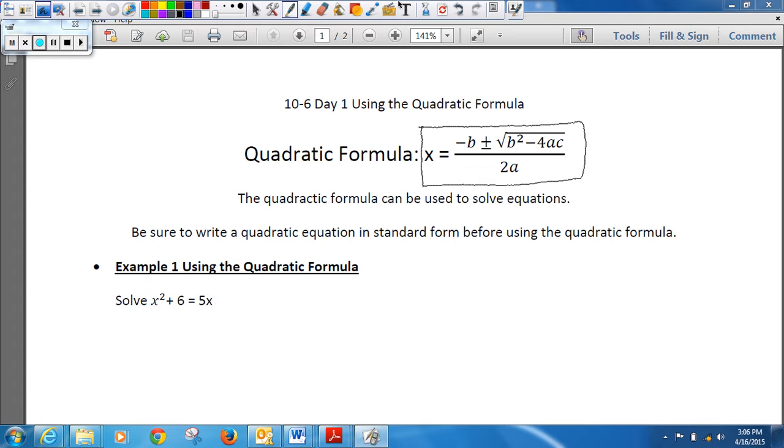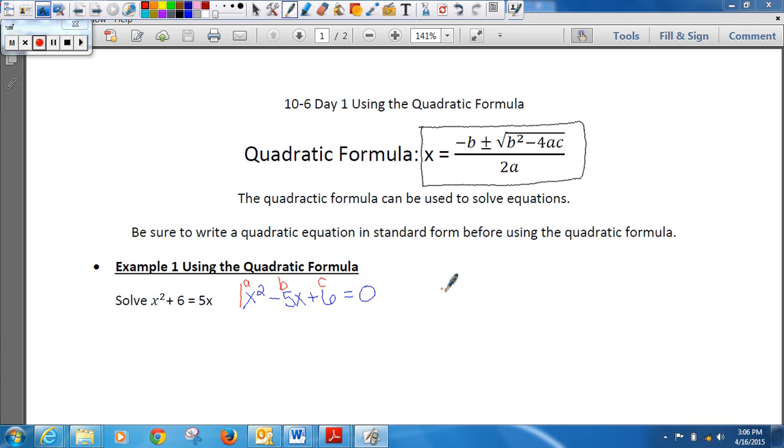So if I look at example 1 here, first of all, you have to have it set equal to 0 like before. So if we look, we have x squared, and I always put it in standard form. I need to move this 5x over. It becomes minus 5x plus 6 equals 0. So now that I have it set equal to 0, I can identify my a, b, and c. The coefficient on the x squared is a, negative 5 is b, and c is 6.